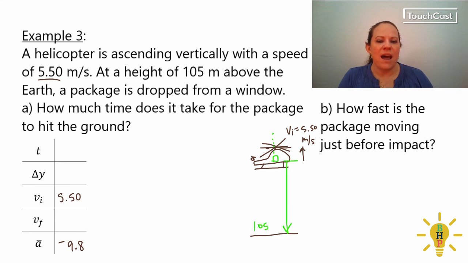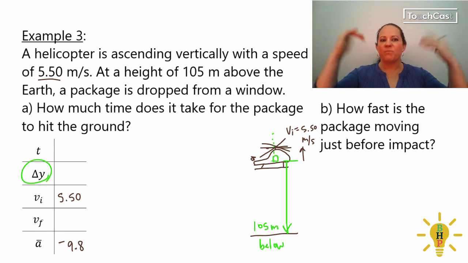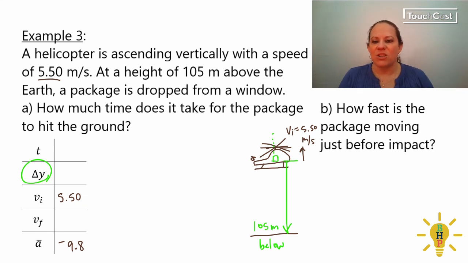So we're not asked how high does it go. All that matters here is that the package is ending 105 meters below where it was released. So when we talk about that vertical displacement, we're comparing what was the starting position of the thing to what's the ending position. And so we will make this a negative 105 meters.